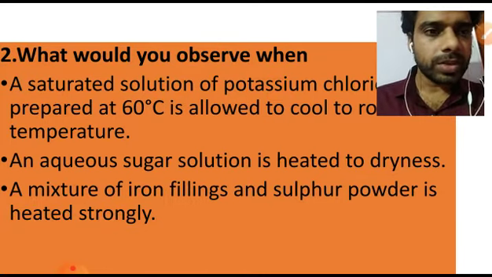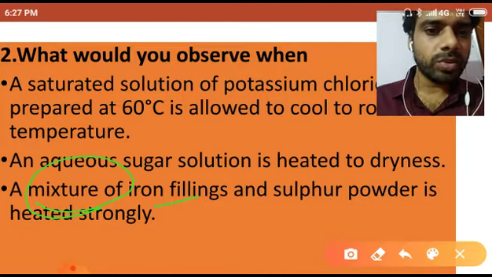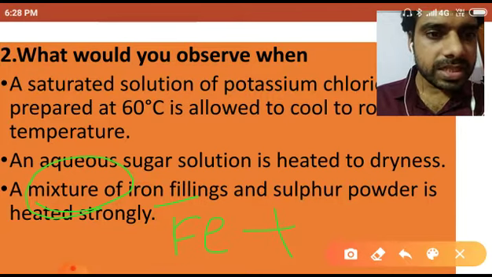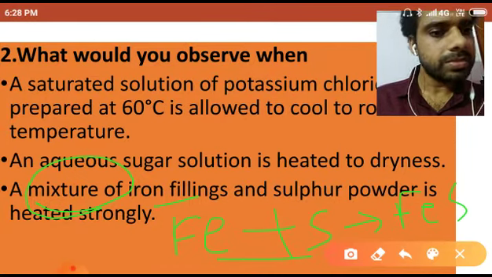Now the next question: a mixture of iron filings and sulfur powder. What is the element? Fe, iron filings, iron powder, plus sulfur, Fe plus S, it will form FeS, Fe2+ and S2-, so it is a compound.